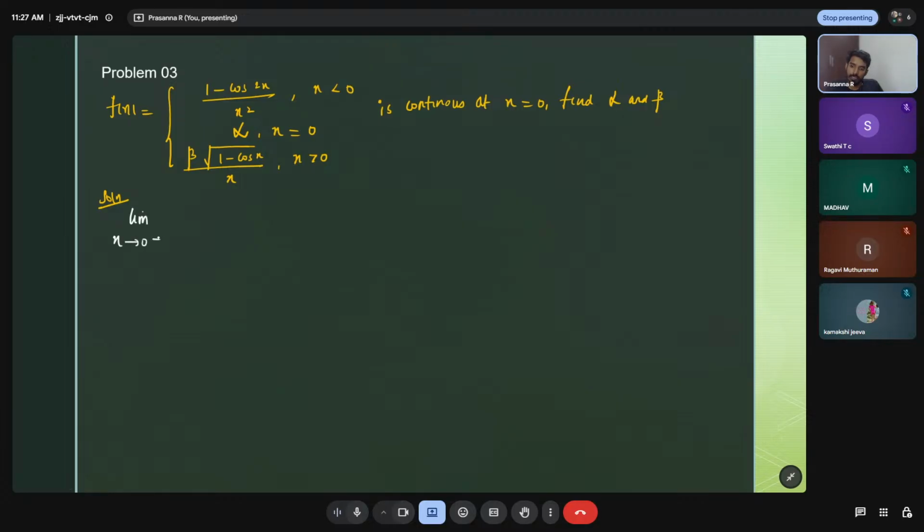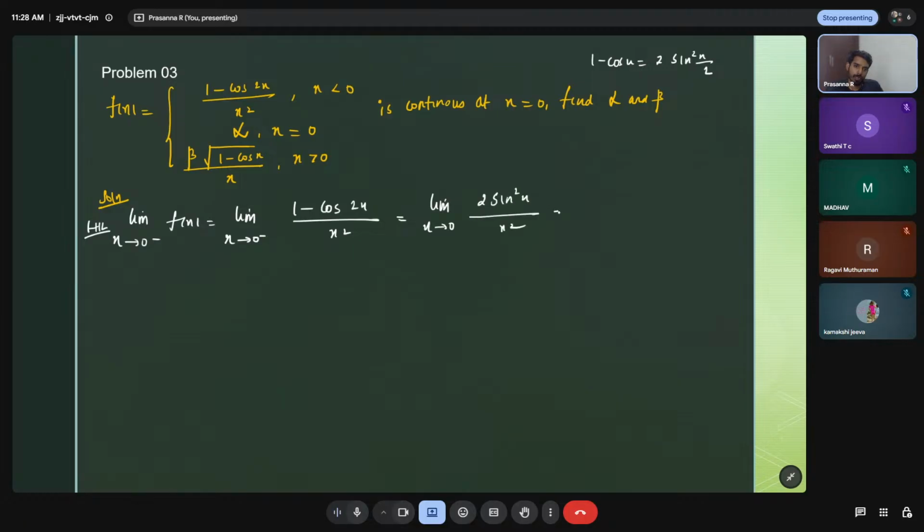So limit x tending to 0 minus of f of x, I'm finding LHL. This is limit x tending to 0 minus of 1 minus cos 2x by x square. So we know 1 minus cos x is 2 sin square x by 2. Replace x by 2x. It will be 2 sin square x by x square, which is 2, right? Because sin square x by x square is 1. You find RHL now. So RHL is limit x tending to 0 plus of f of x.